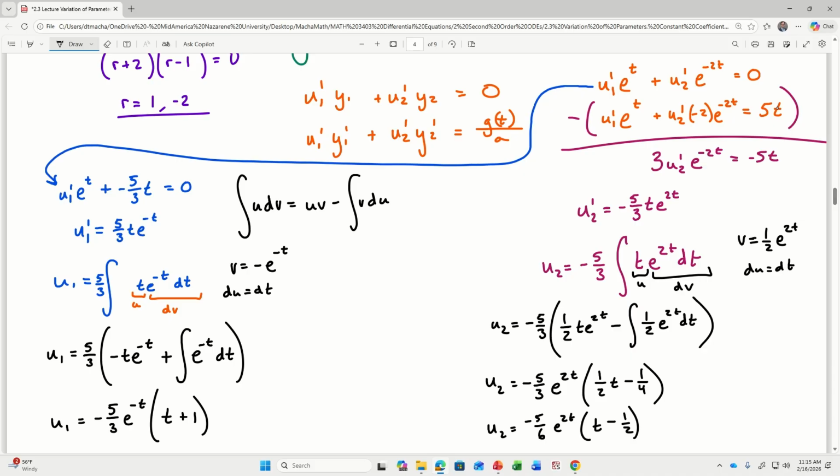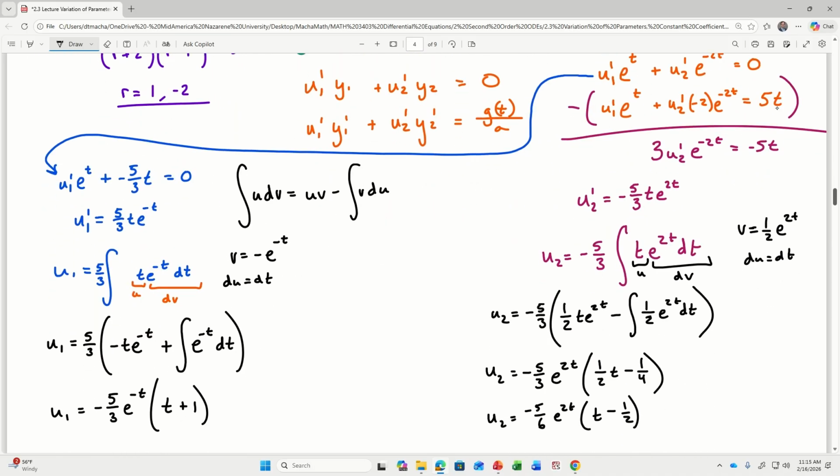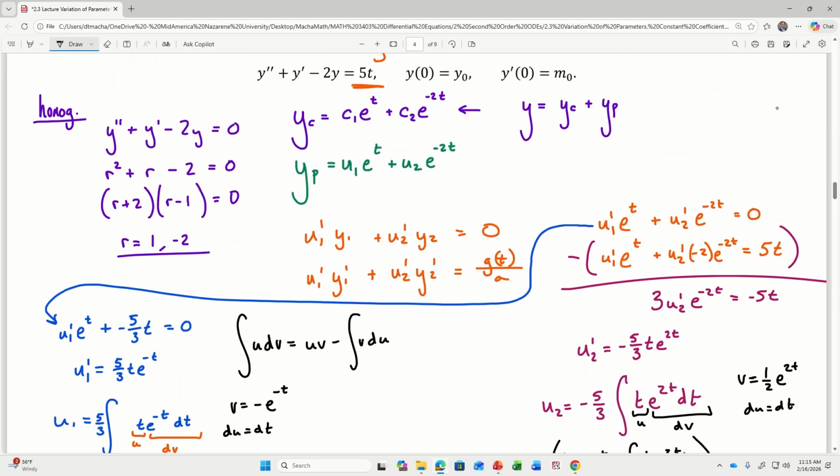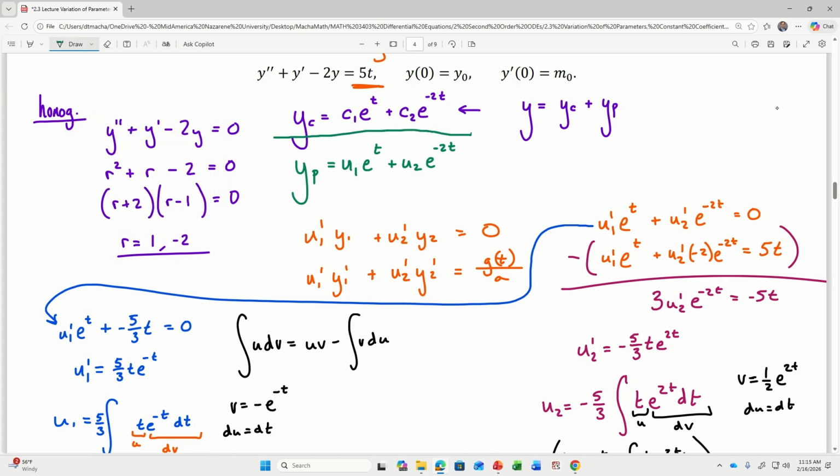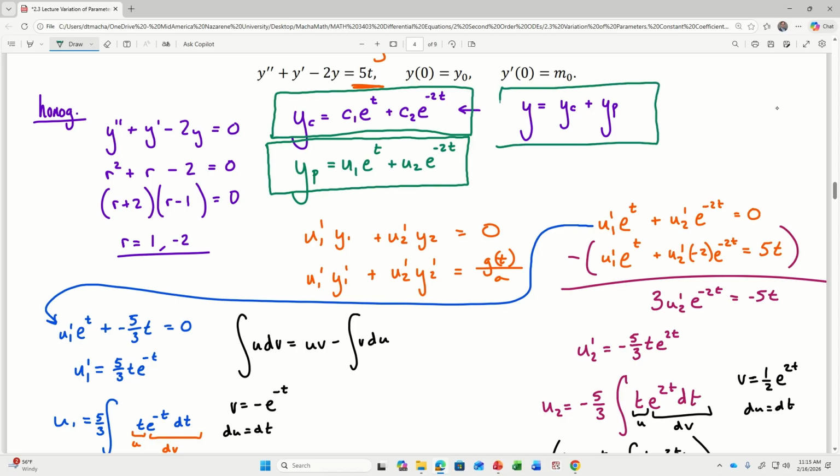So we just found u1 and u2. Do you have to do a plus c for both of those? That's a good question. We'll talk about it in a minute. We're going to go back here to where we said this is my complementary solution. And my particular solution is going to look like u1 e to the t plus u2 e to the negative 2t. And then my general solution, of course, is going to be what I get if I add the complementary plus the particular solution.